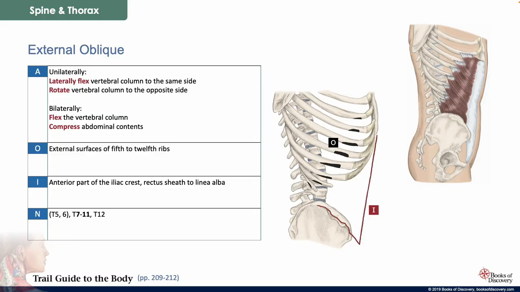So when you're in PT, if they're strengthening certain muscles, those are the muscles that are weak that they're trying to get strong. So bilaterally, if these two guys are working together, you're going to flex your spine and also compress your abdominal contents. So keeps everything in where it's supposed to be.